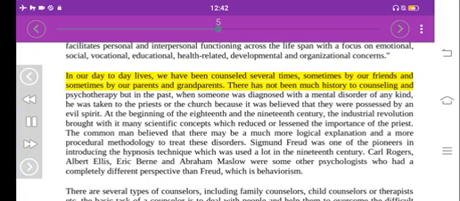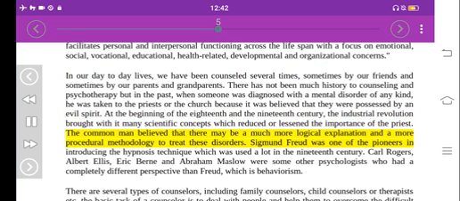grandparents. There has not been much history to counseling and psychotherapy, but in the past, when someone was diagnosed with a mental disorder of any kind, he was taken to the priests or the church because it was believed that they were possessed by an evil spirit. At the beginning of the 18th and the 19th century, the Industrial Revolution brought with it many scientific concepts which reduced or lessened the importance of the priest.